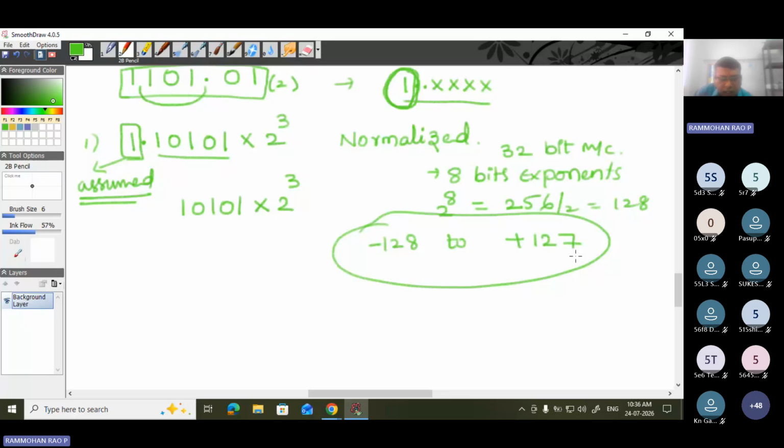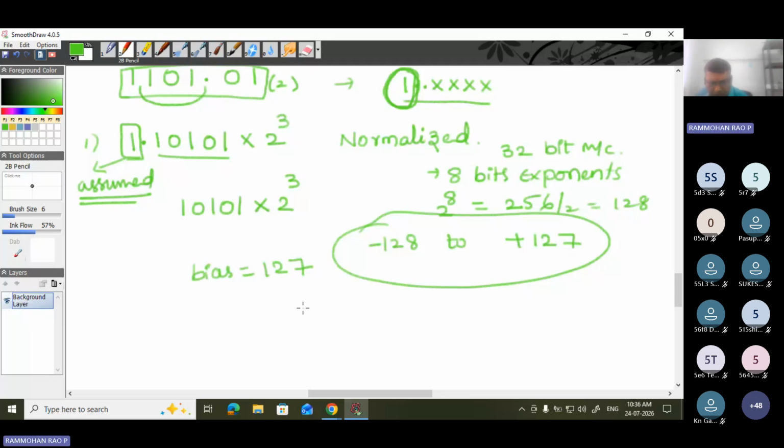Now, in the 4 points which we have written, we have clearly mentioned that to avoid confusion in handling both negative and positive numbers, exponents are actually stored as positive numbers using bias. So what we will do is, what is the largest possible exponent plus 127? So we will use 127 as bias. So what do you mean by this?